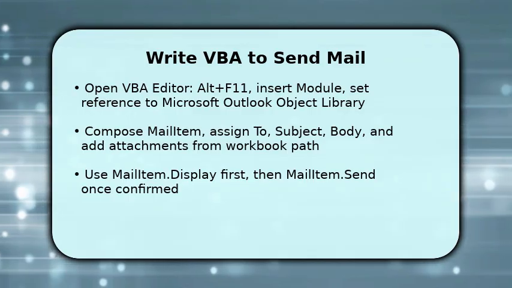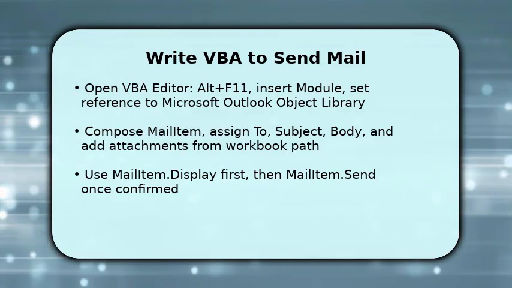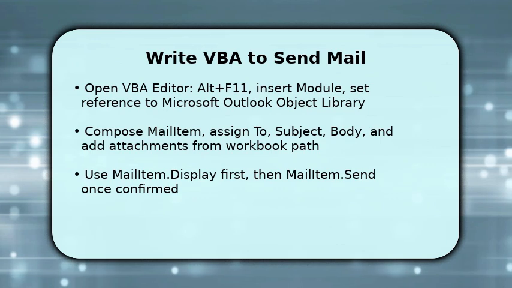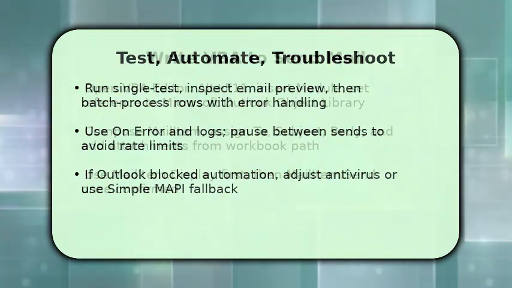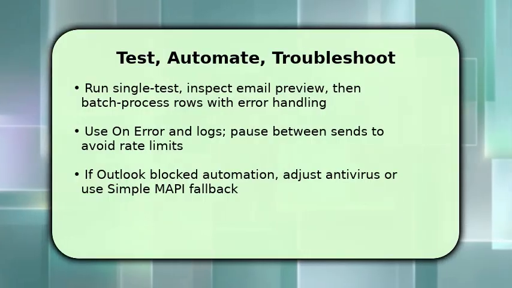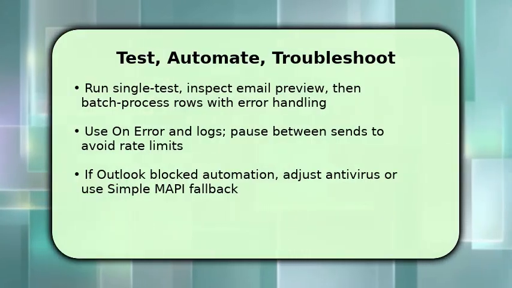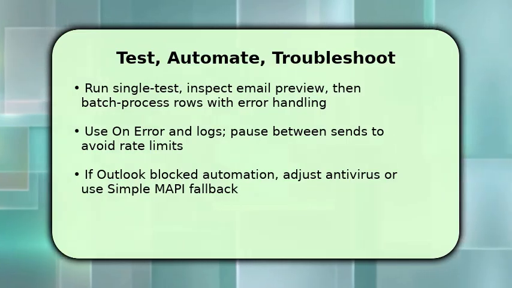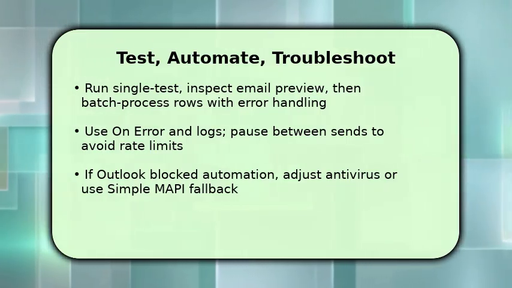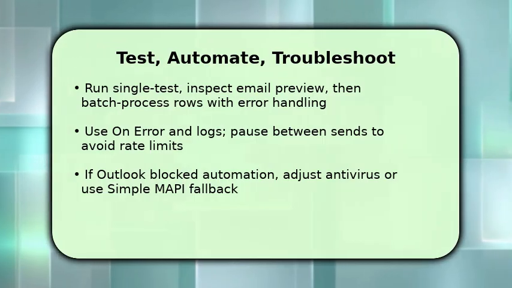Once done, use mail item.Display to review. Make sure to test on a single message before switching to mail item.Send for batch sends. Finish by testing and automating safely so you don't spam recipients. Run a single test row, review the displayed email, and then run the loop for multiple rows, adding a brief pause between sends to avoid throttling.